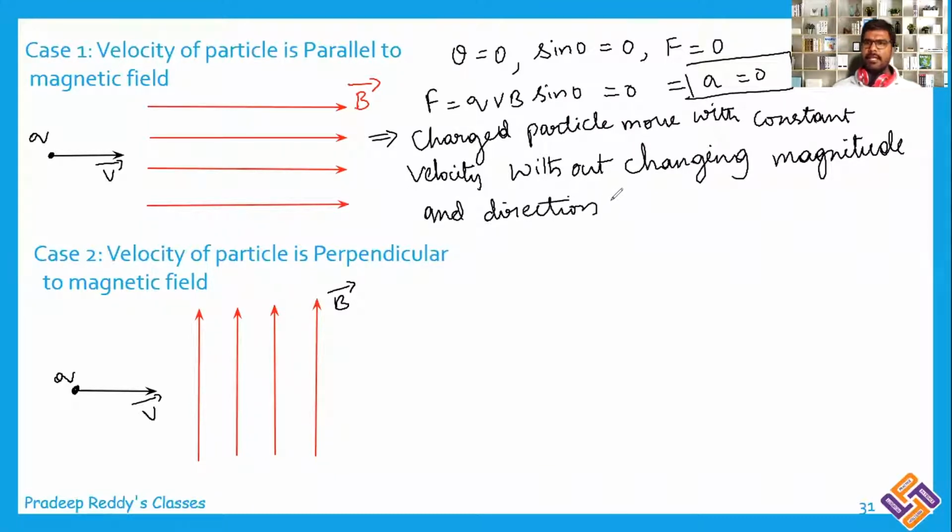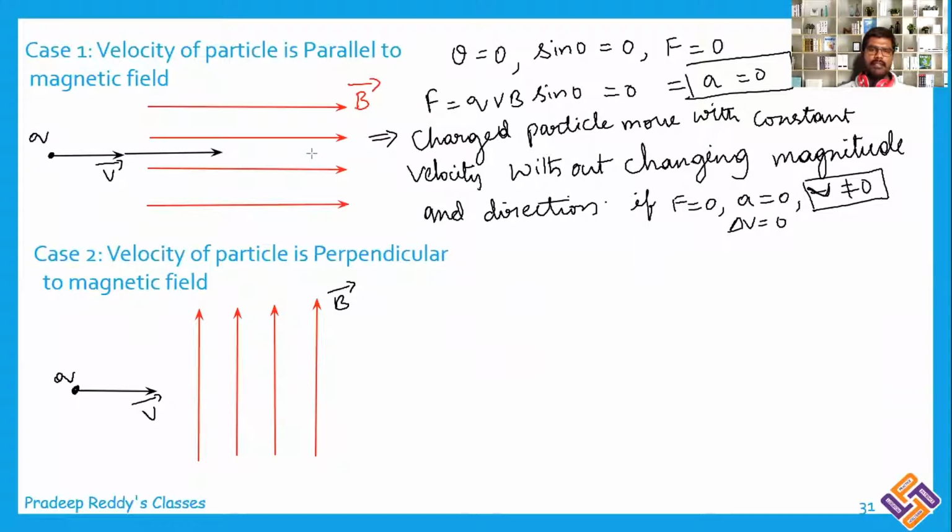The charged particle will not experience any force. If force is equal to 0, remember that a is equal to 0 and v is not equal to 0. It will not experience any force, but it will be moving with constant velocity. Change in velocity is equal to 0, but not v. Therefore, when the charged particle enters this magnetic field, it will go on moving in a straight line path like this, and it comes out from the magnetic field with the same velocity.